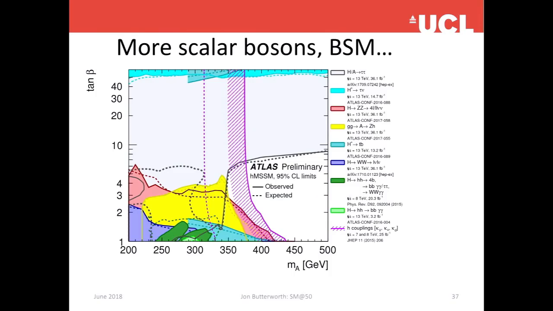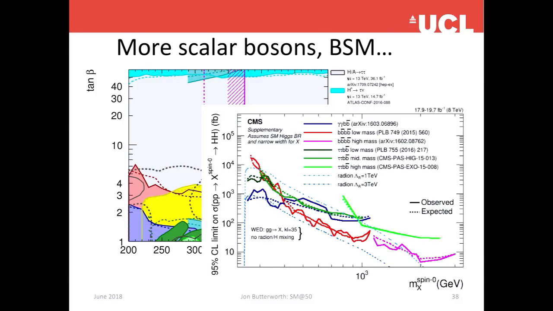There may be more scalar bosons. I'm out of time now, but there may be more scalar bosons. We're looking beyond the standard model. These are some constraints on extra bosons predicted in supersymmetry and also in exotic particles decaying to pairs of Higgs bosons.